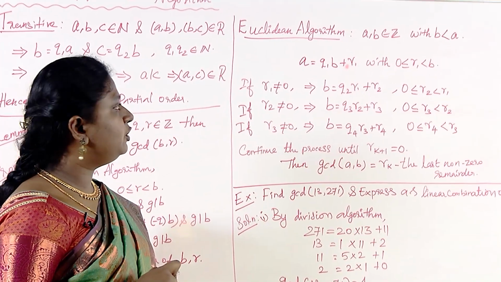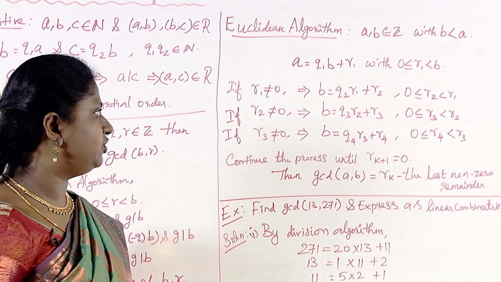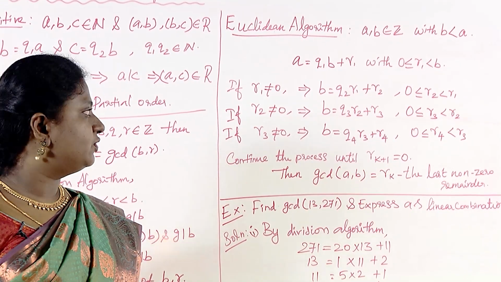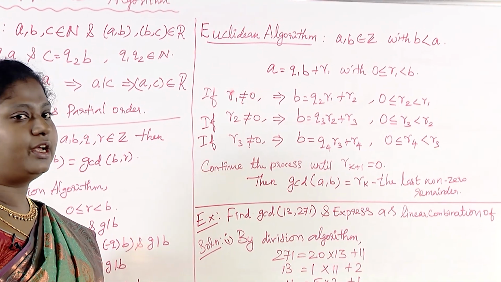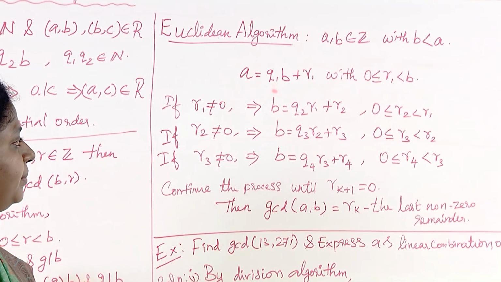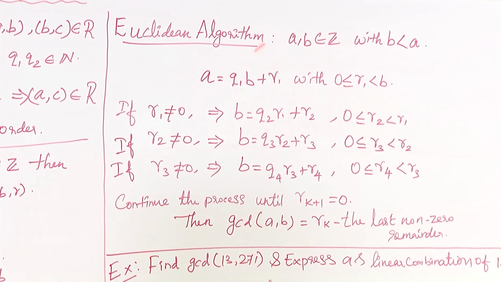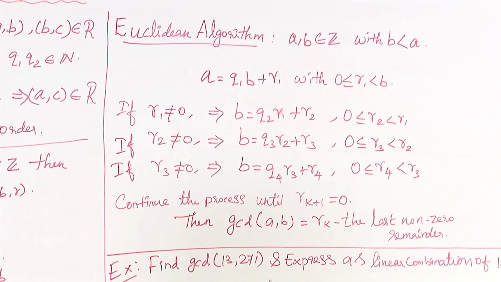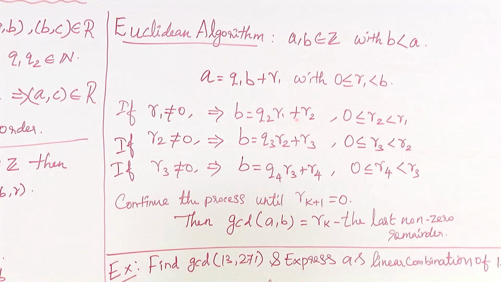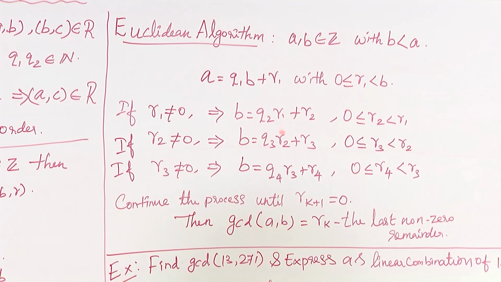So here you may have this R1 equal to 0 or not equal to 0, right. Not necessarily R1 should be equal to 0. If R1 is not equal to 0, you can again write B in terms of R1, that is B is equal to Q2 R1 plus R2, where 0 is less than or equal to R2 less than R1. In other words, you divide B by R1 and write the quotient as well as the remainder. And if R2 is not equal to 0, repeat the step again, that is, write R1 in terms of R2, R1 is equal to Q3 R2 plus R3.